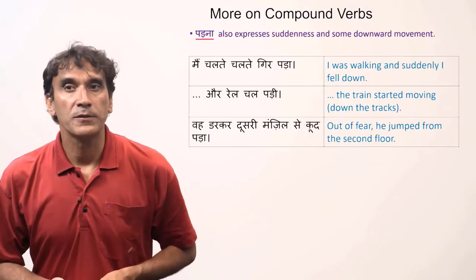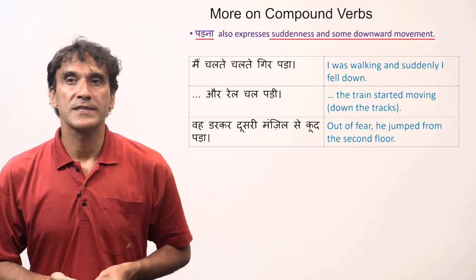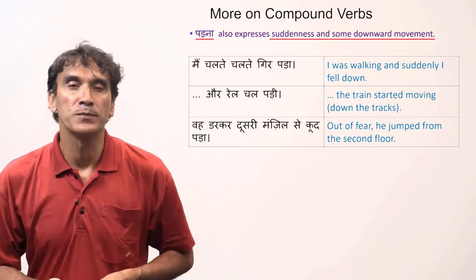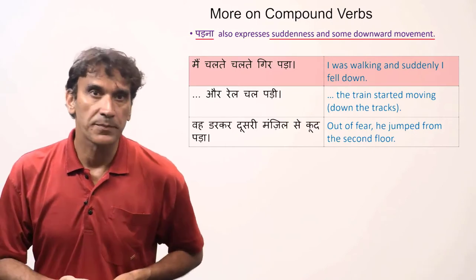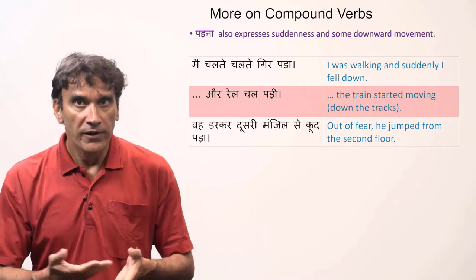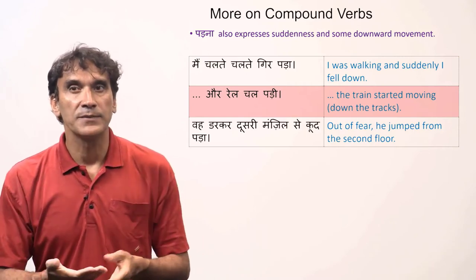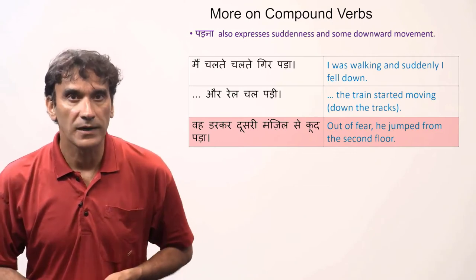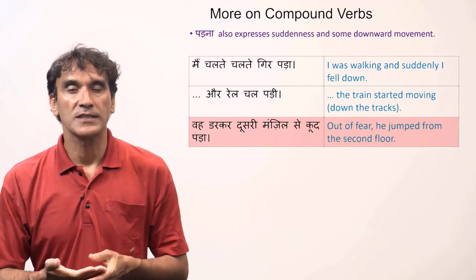The next modifying verb is padna. It also expresses the suddenness of an action along with the downward motion, downward movement. Main chalte chalte gir pada. I was walking and suddenly I fell down. Aur rail chal padi. The train started moving down the tracks. Wo dar kar dusri manzil se kood pada. Out of fear, he jumped from the second floor.